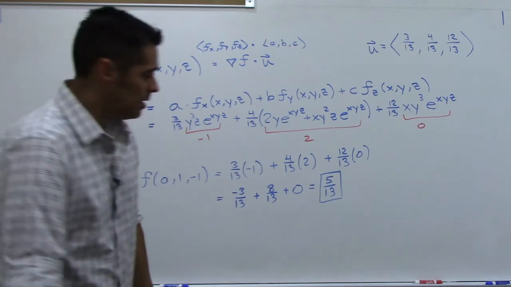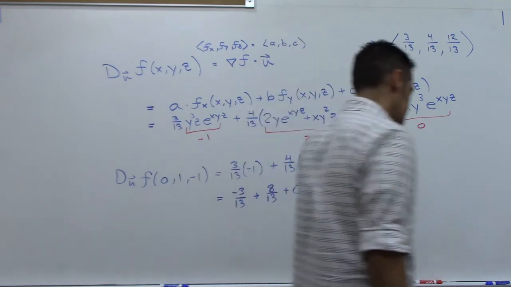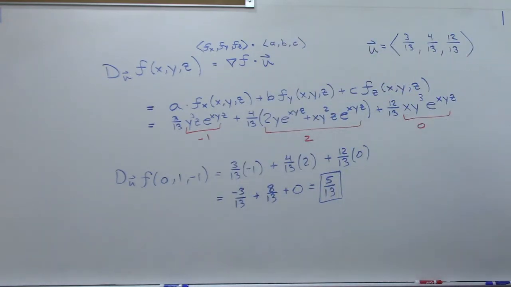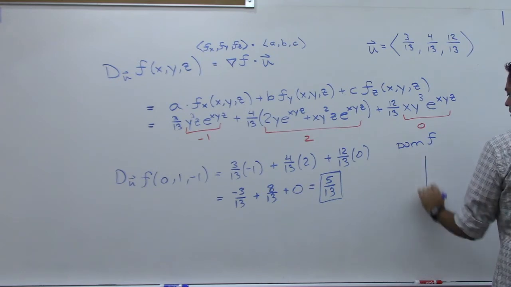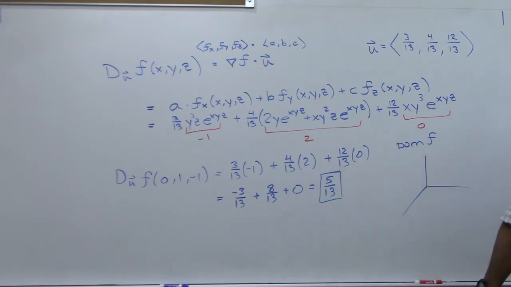Okay, now let's discuss this one a little bit. This is much harder to visualize. What we have is the domain of our function, all right? The domain of f is in three-dimensional space. And we're looking at this point 0, 1, -1. So here's x, here's y, here's z. We go 0, 1, and then down 1. So we're here in three-dimensional space. That's our point, 0, 1, -1.